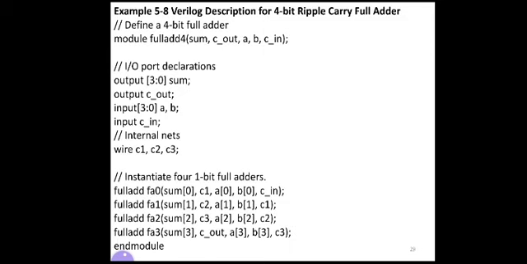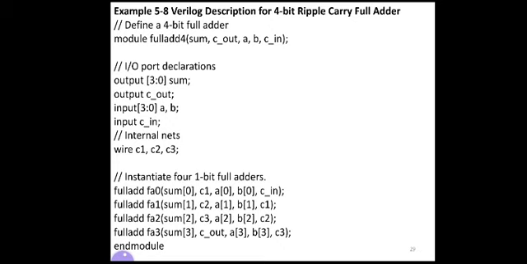Now see here, the Verilog description for a 4-bit ripple carry full adder. First, as usual, list the ports. Declare the module full add 4. Full add 4 is the name of the module. Earlier the 1-bit full adder name was full add only, now here it is full add 4. You can use any name, but the name should not be repeated. Then sum, Cout, A, B, Cin are the port list.